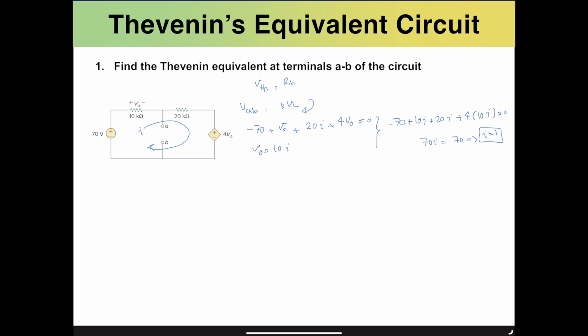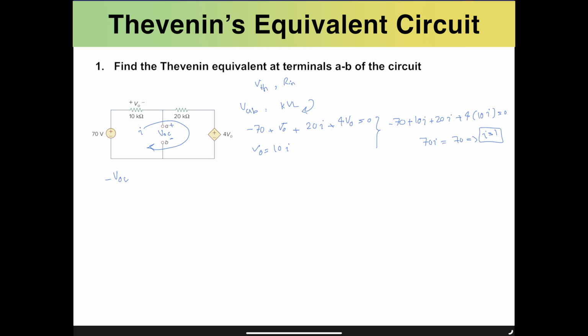Therefore, if we have I of 1, we can then find out what is the voltage difference between A and B. Simply, we can assume that here is the open circuit. So we can reuse the KVL, but this time through a different loop. In this case, we'll be using that through here, for instance.